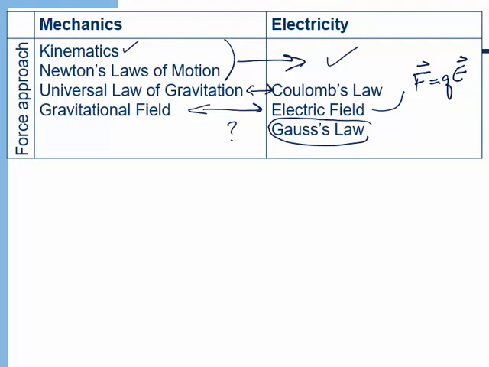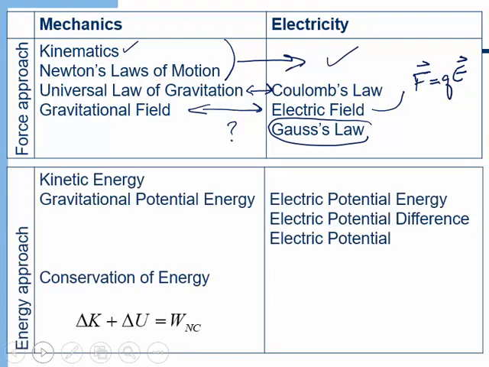Well, last fall, after we spent the first month or 2 using a force approach, we then used a completely different approach, and that's the energy approach. So we defined what energy was. We talked about kinetic energy. Kinetic energy obviously is going to pertain directly here, because whether it's the kinetic energy of a cannonball or an electron, it's the same thing. So that's just going to be the same. And then we talked about gravitational potential energy.